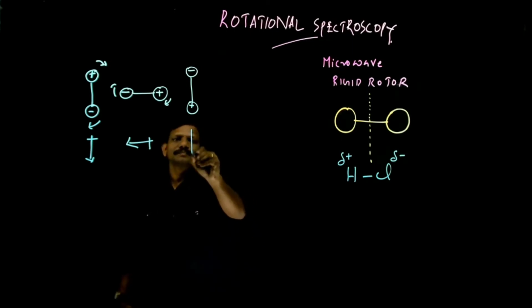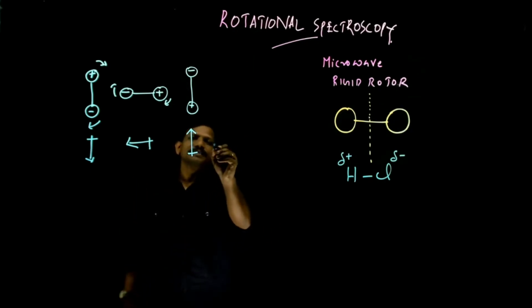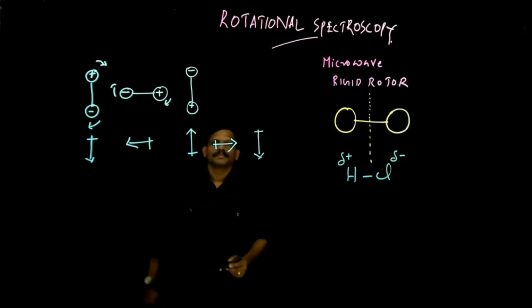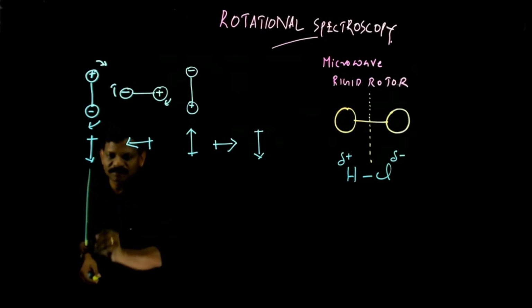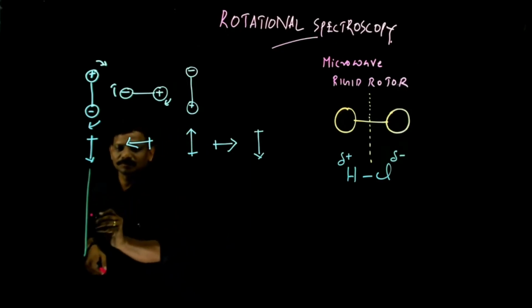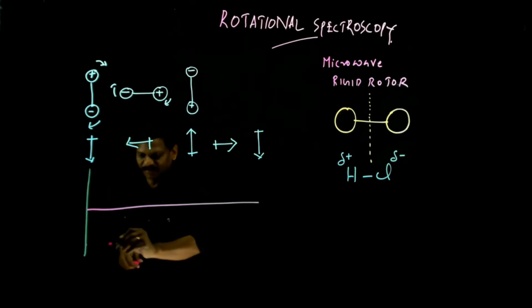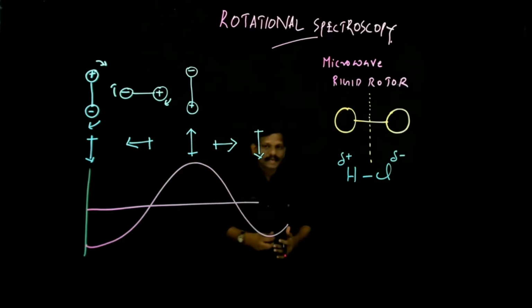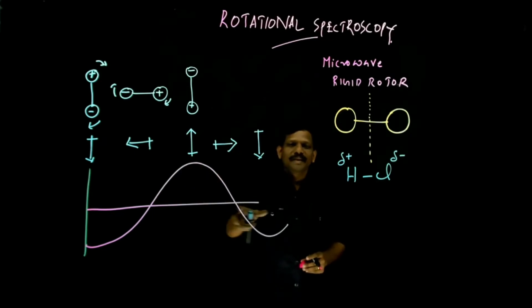Like this it will come, and like this it will come. If I draw the graph of the signals caused by this, it will be like this. Starting from here, we will go like this, and finally it will produce electrical signals. That means the rotation of the dipoles will make some electrical signals.